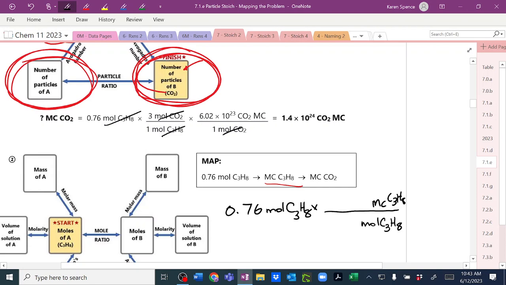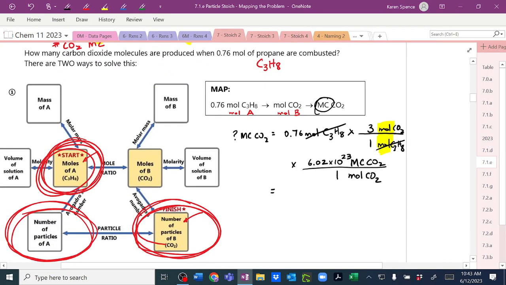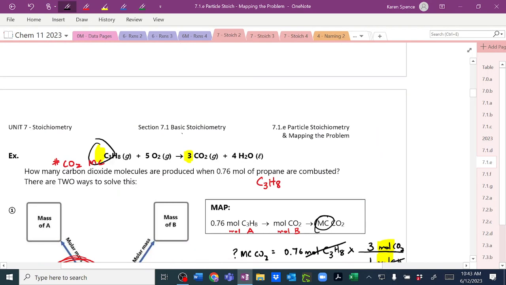What numbers go on the top and the bottom of that conversion factor? The 1 goes with the mole, and Avogadro goes with the molecule, 6.02 times 10 to the 23. And then you can say, I'm going to use the particle ratio. From our balanced equation, there's 1 C3H8 for every 3 CO2.